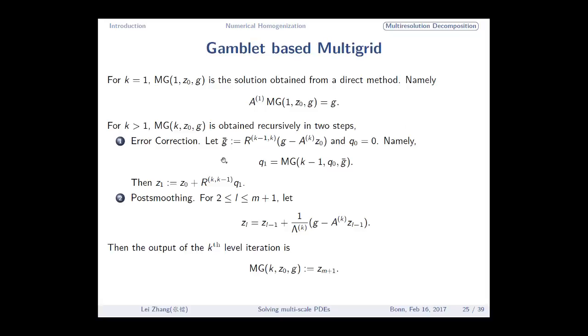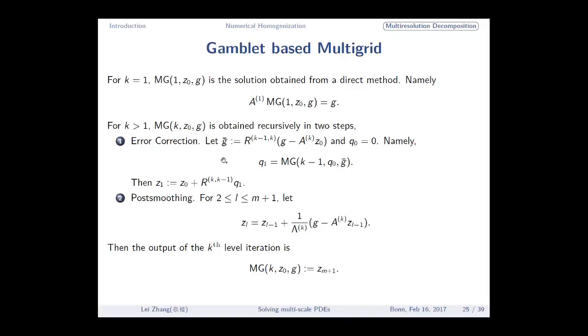Once I've shown you that we can calculate the stiffness matrix, the restriction operator, and the prolongation operator, we can design this gamblet-based multigrid, right? That's a very simple version. I took it from Susan Brenner's book. There's no pre-smoothing, and there's only error correction and post-smoothing.